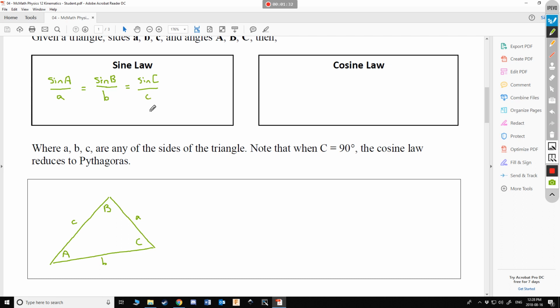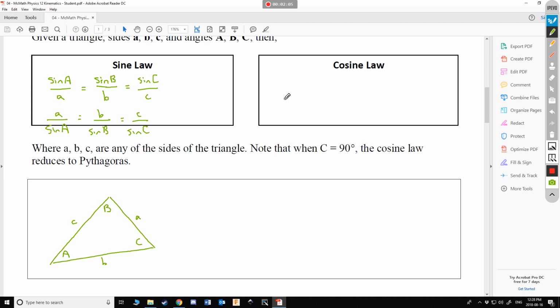And because of these ratios, you can very easily just flip them upside down. You can write down a over sine A is equal to b over sine B is equal to c over sine C. Usually doesn't matter which one you use. I just go with, if my unknown is an angle, I automatically use the top one. If my unknown is a length, I automatically use the bottom one. So I don't have to deal with solving for a variable in the denominator.